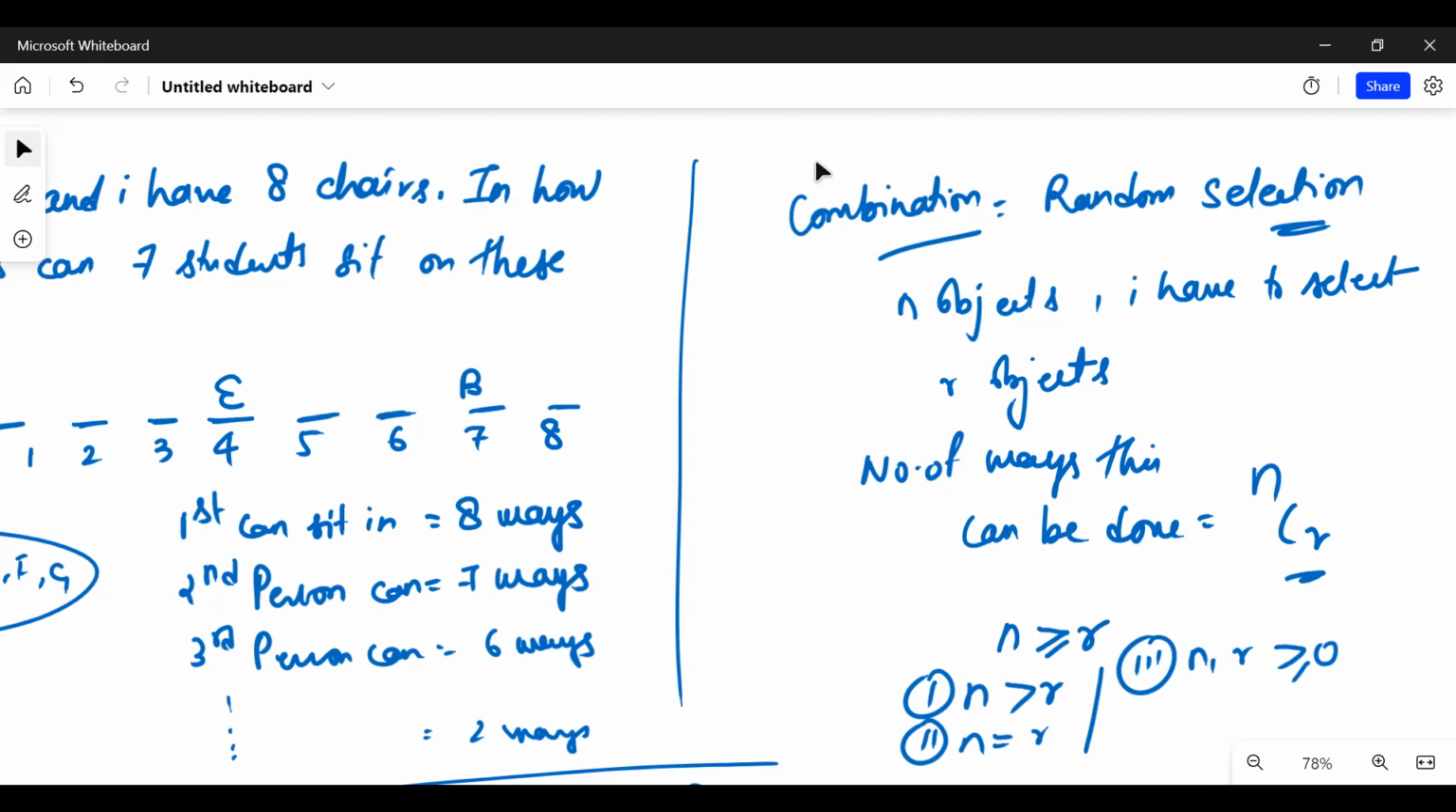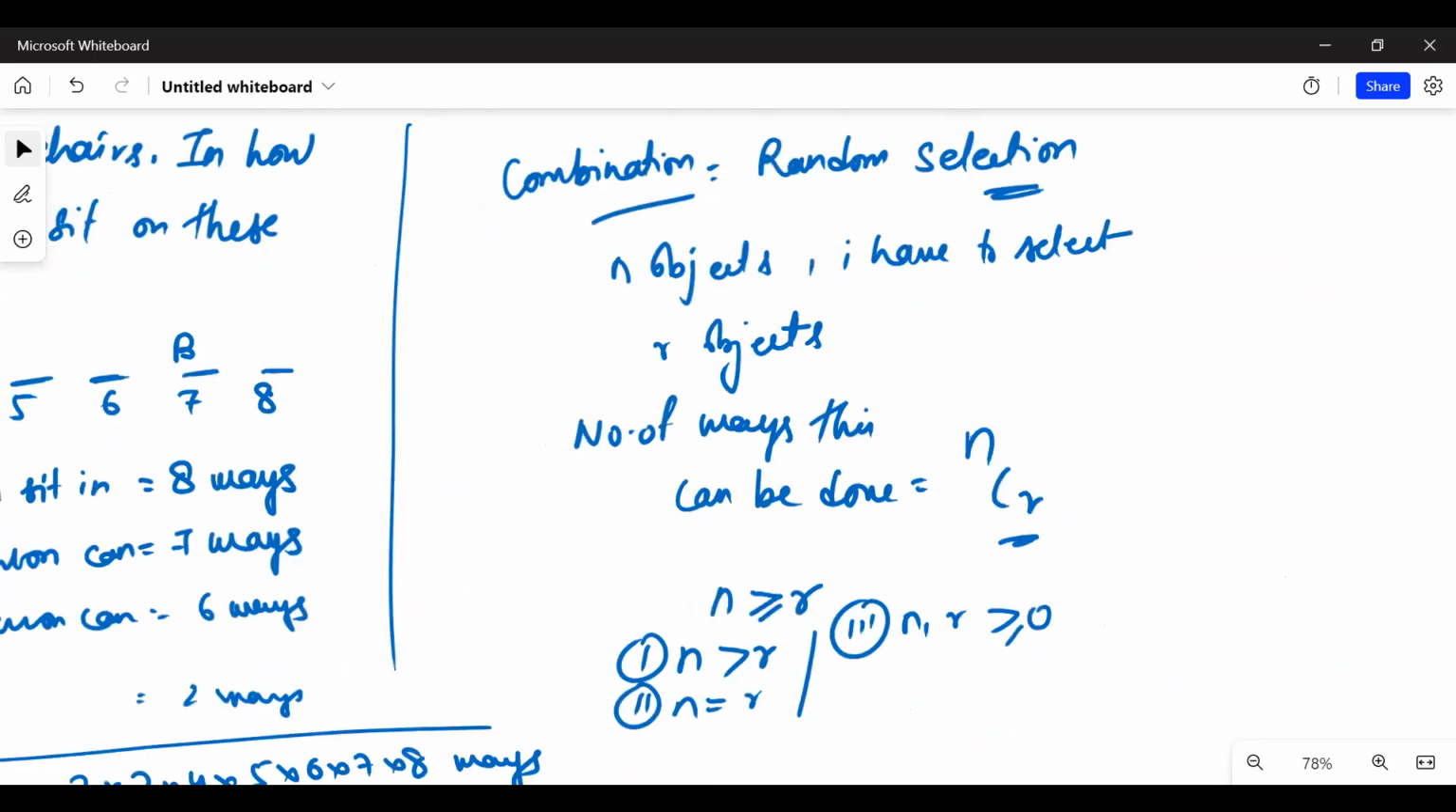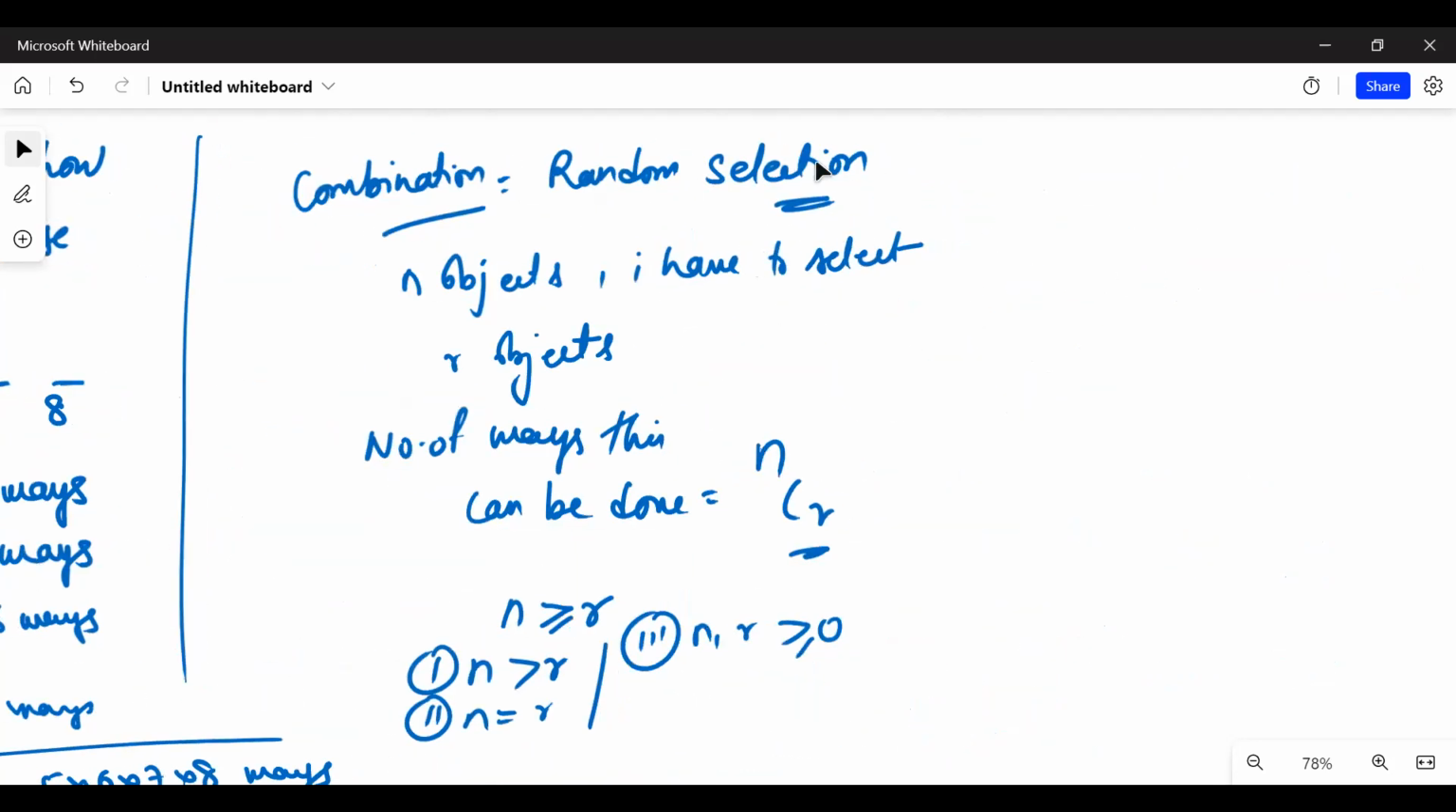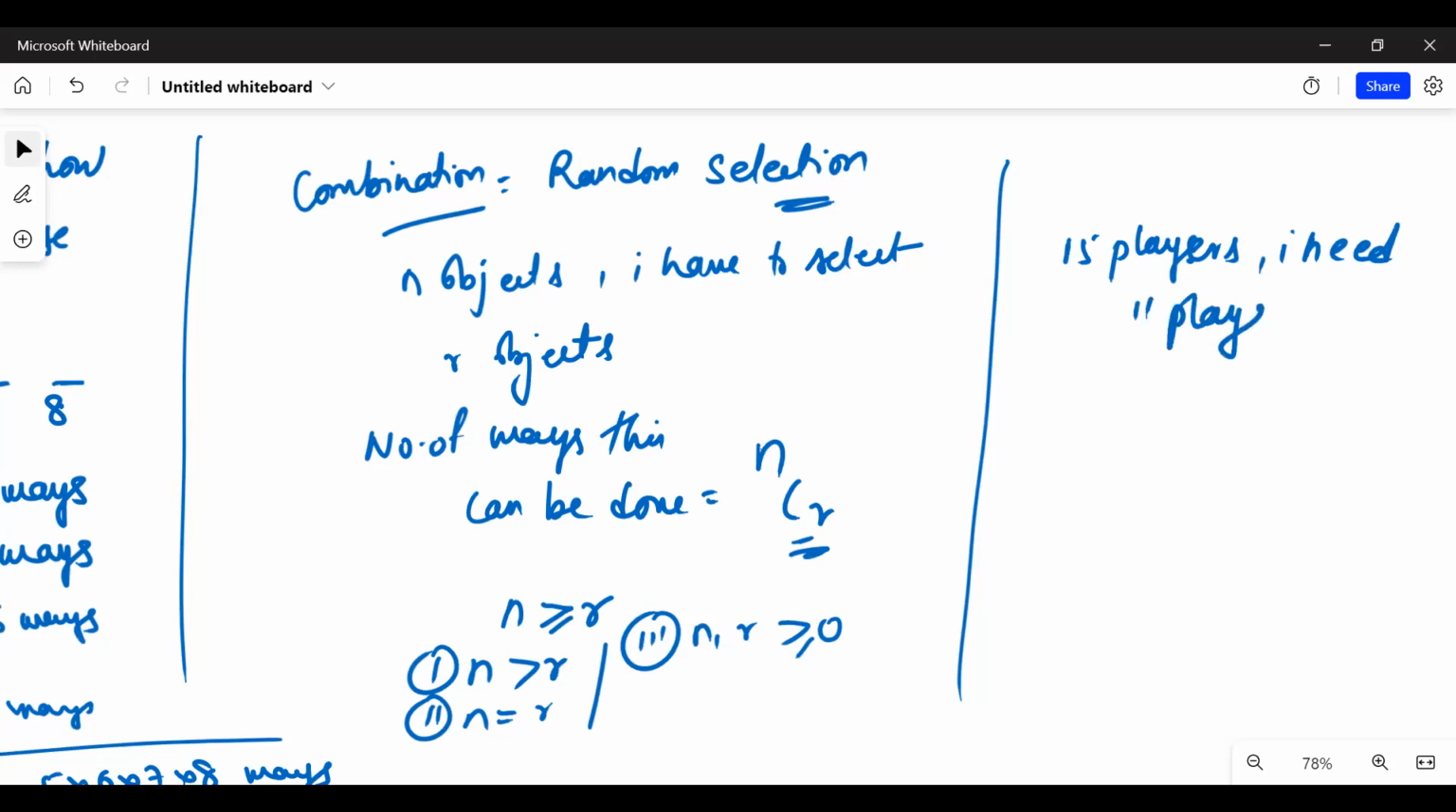Any doubt? No, sir. So these are basic concepts. You should know them. Now, suppose 15 players are there, and from 15 players I need 11 players. In how many ways can I choose them? That would be 15C11. Combination is all about selection.